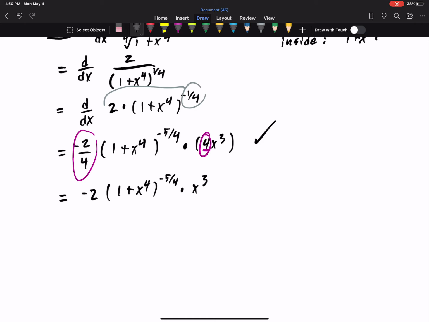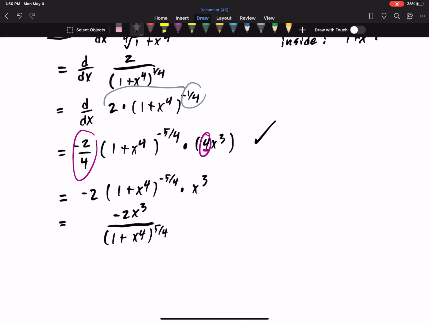Okay, so now we have a negative exponent to deal with. That means the thing with the negative exponent gets brought to the denominator, so it's in the correct location of the fraction. So the negative 2 and the x cubed stay on top because they have positive exponents. The negative in front of the 2 does nothing to it in terms of the fraction, so it stays on top. Just means it's negative. So you have minus 2x cubed on top. The thing with the negative exponent gets brought to the bottom. So 1 plus x to the 4th to the positive 5/4 power. Okay? And then that's done.